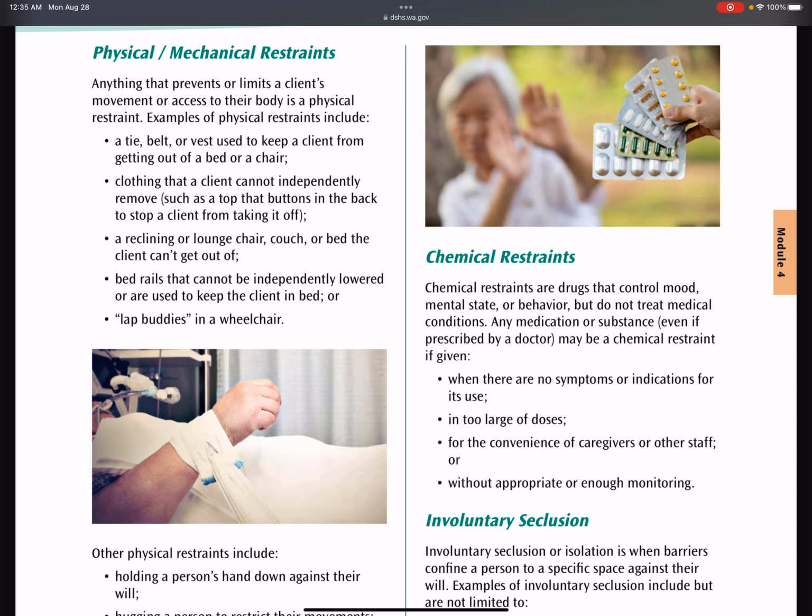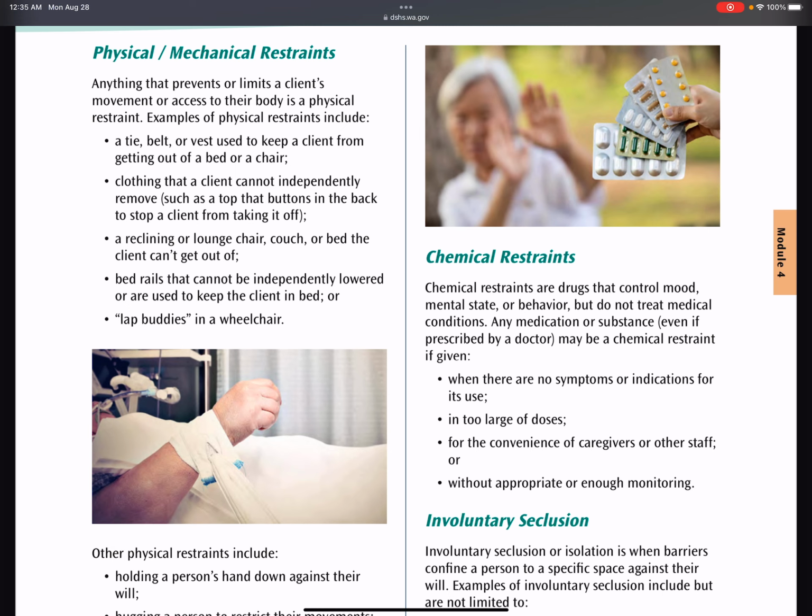Chemical restraints are drugs that control mood, mental state, or behavior, but do not treat a medical condition. Involuntary seclusion is isolation when barriers confine a person to a specific space against their will. Example, locking a client in their room or forcing a client to stay in bed against their will.